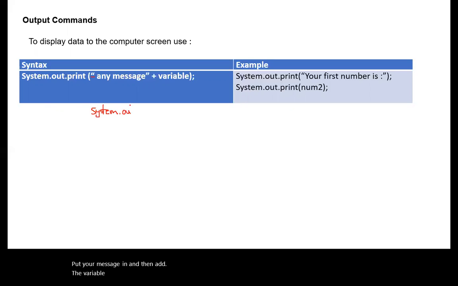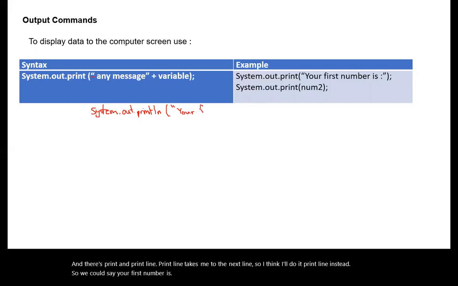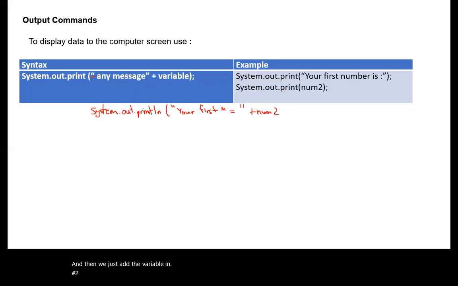System.out.print. And there's print and print line. Print line takes me to the next line, so I think I'll do a print line instead. So we could say your first number is first number equals, and then we just add the variable in, num2. If you wanted to get fancy, you could put some more words in, such as, and your second number is.